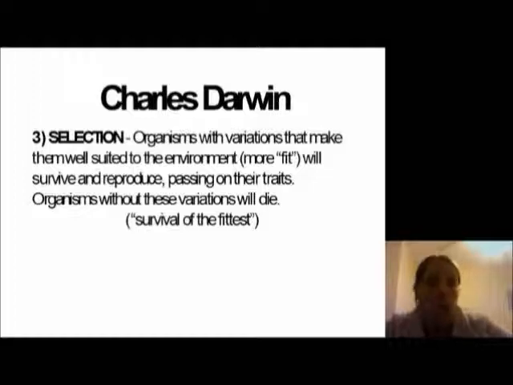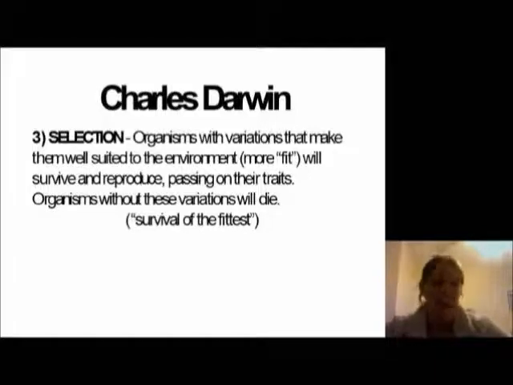The next and most famous part of his theory is the selection, or natural selection part, what's also become known as survival of the fittest, which is the idea that organisms that have those variations that make them well suited to their environment, or more fit, will survive and pass on those variations to their offspring, whereas organisms that don't have those variations, or even worse, have variations that make them ill suited to the environment, will die and not get to pass on their genes.